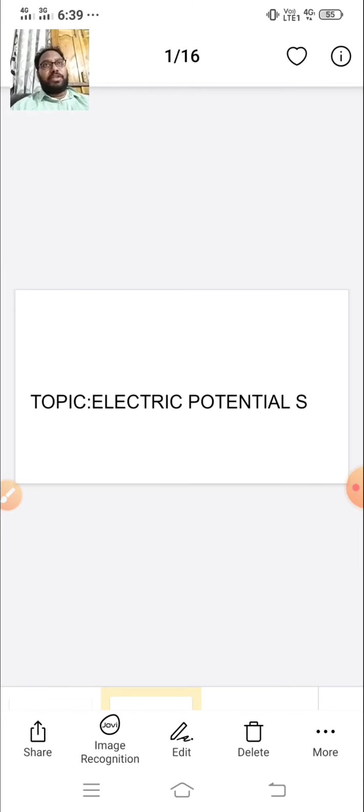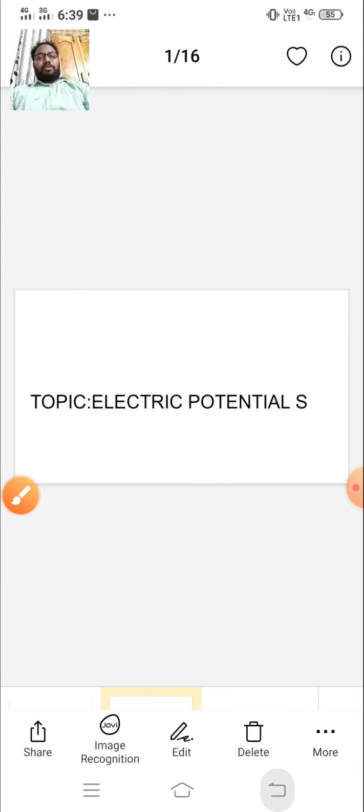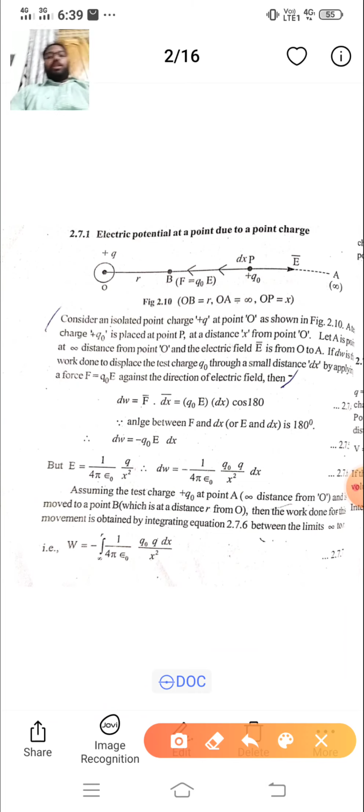Electric potential is the work done per unit charge in an electric field, that is V equals W by Q naught. The unit of electric potential is volts. So today's first topic is electric potential due to a single point charge.